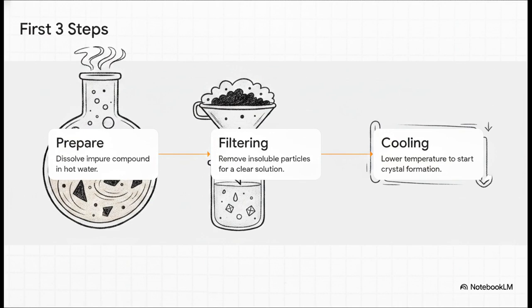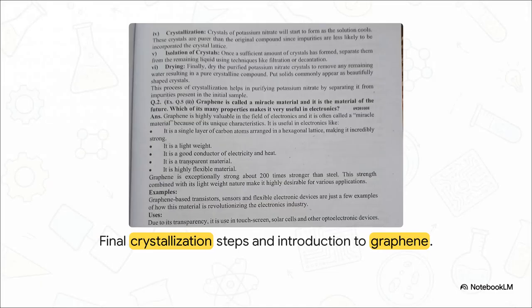And then, step 3 is where the magic starts, cooling the solution. As we slowly lower the temperature of that filtered liquid, the water's ability to hold onto the potassium nitrate drops. This temperature drop literally forces the compound to start forming solid crystals. And right as our solution is cooling down, we move right into the final crystallization steps. Interestingly enough, this also opens the door to our next major topic, graphene. But let's finish up our purification first.